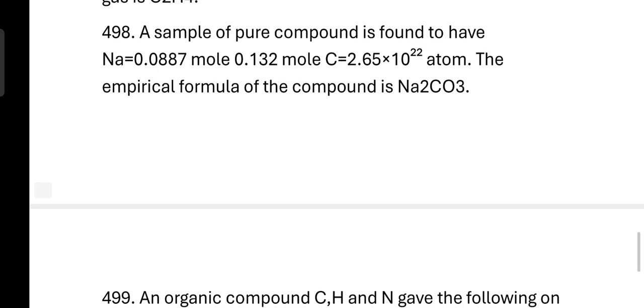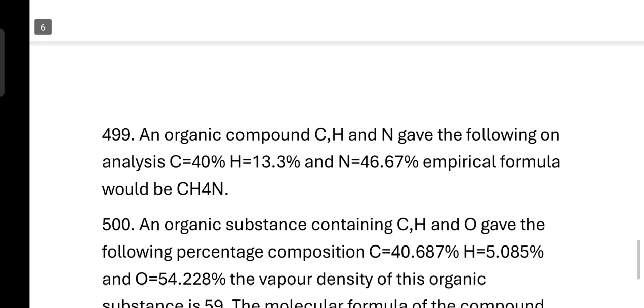A sample of a pure compound is found to have Na is equal to 0.0887 mole, O is equal to 0.132 mole, C is equal to 2.65 into 10 to the power of 22 atoms. The empirical formula of the compound is Na2CO3.